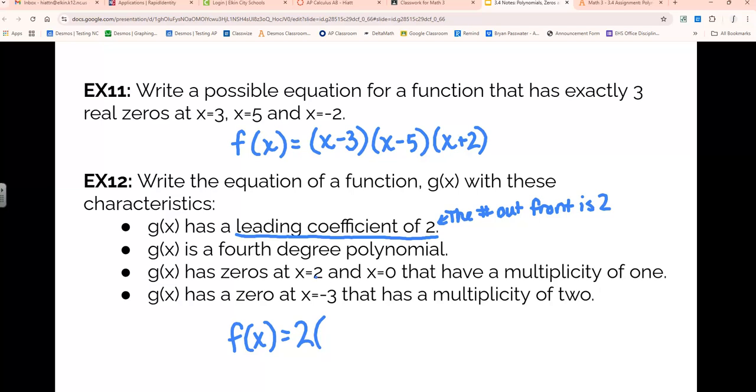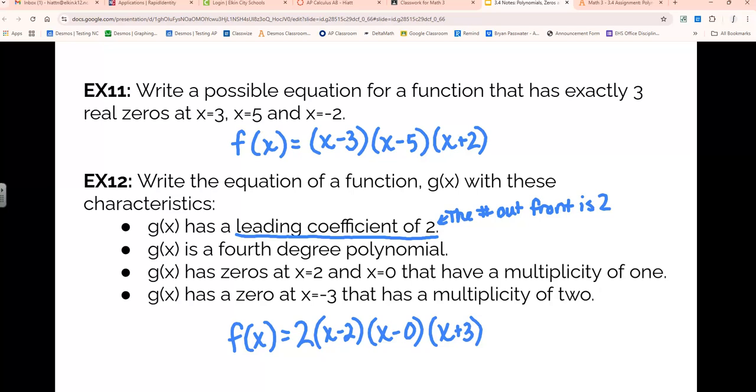I've got zeros at x equals 2, so that means I would write x minus 2, right? And x equals 0. If you wanted to, you can write it like this, x minus 0, or plus 0, doesn't matter. 0 doesn't have a sign, so it doesn't matter. Those both have a multiplicity of 1, so they're only there once. And then I've got negative 3, so I'll have x plus 3.